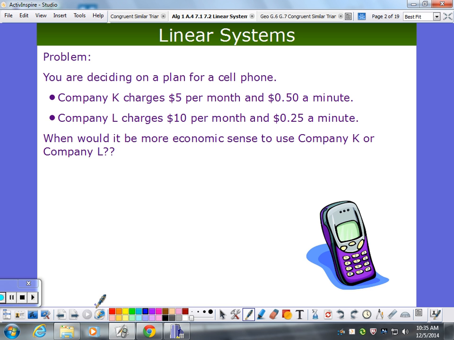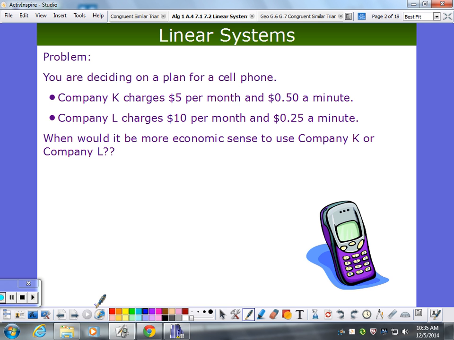So I have a problem here where I'm trying to figure out what cell phone plan I should get, because there's so many different ones. Now I greatly simplified this problem, because if you've ever been to AT&T, or Sprint, or T-Mobile, they'll have so many crazy different plans it's impossible to figure out. So I simplified it a little bit. Let's say these are two companies, and we found this is what they charge.